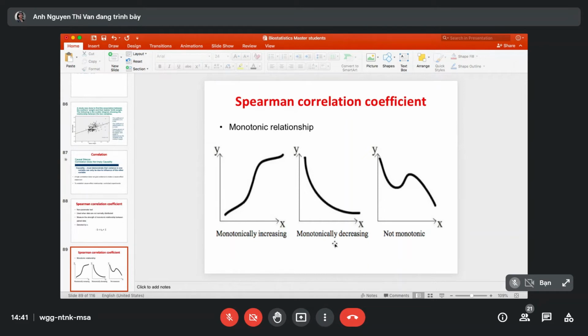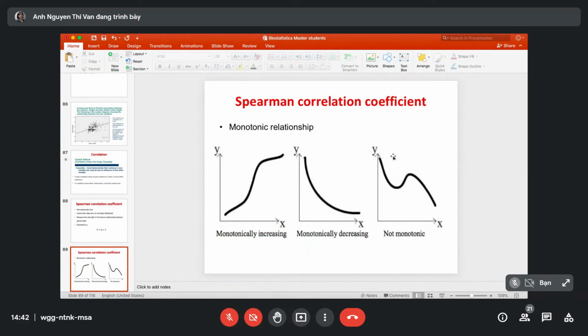And the last, you can see the figure, three figures. The last figure is not monotonic. You see, the last one. Why do we say that the last one is not monotonic? Phạm Ngọc Hà. Yes, I'm here. So why is the last case not monotonic?